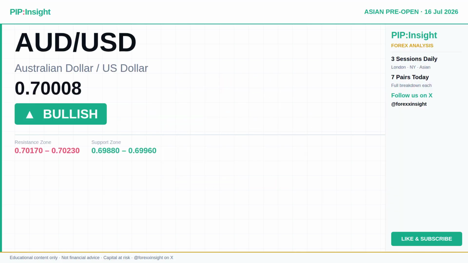Aussie dollar. The chart is showing bullish structure on this session. The 4-hour trend is to the upside. Resistance is marked between 0.7017 and 0.7023. Support is marked between 0.6988 and 0.6996. Here is the full chart breakdown.